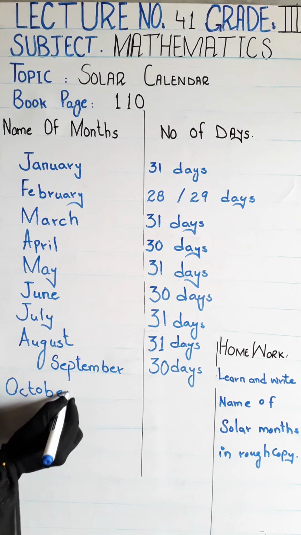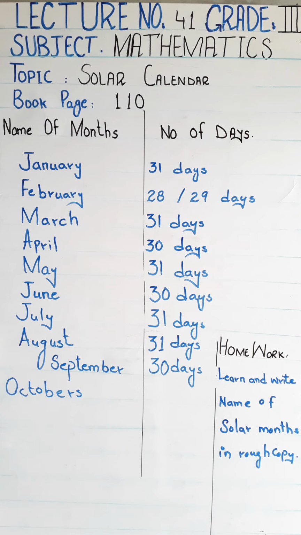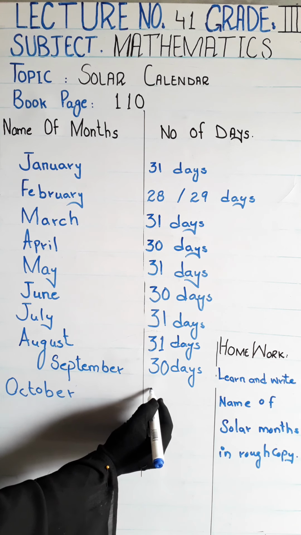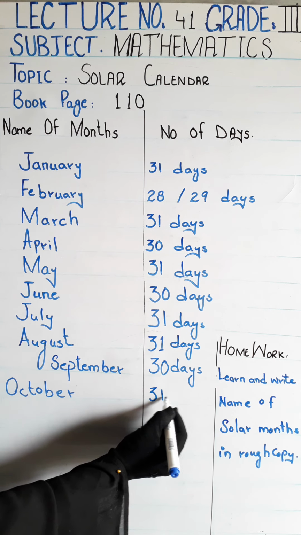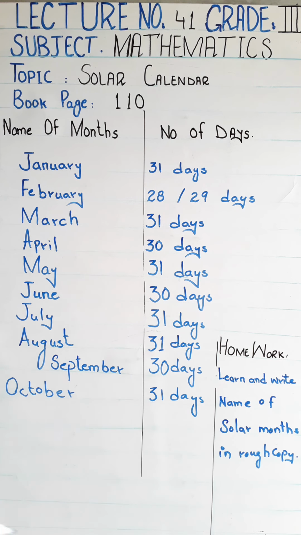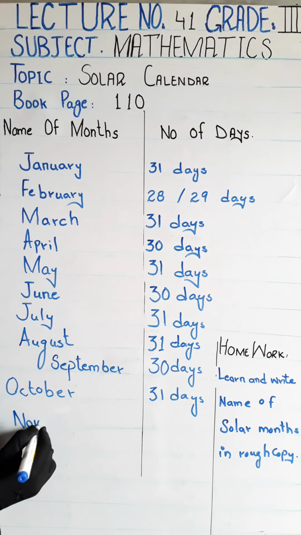And how many days in October? 31 days. After October, which month comes? November. That's good.